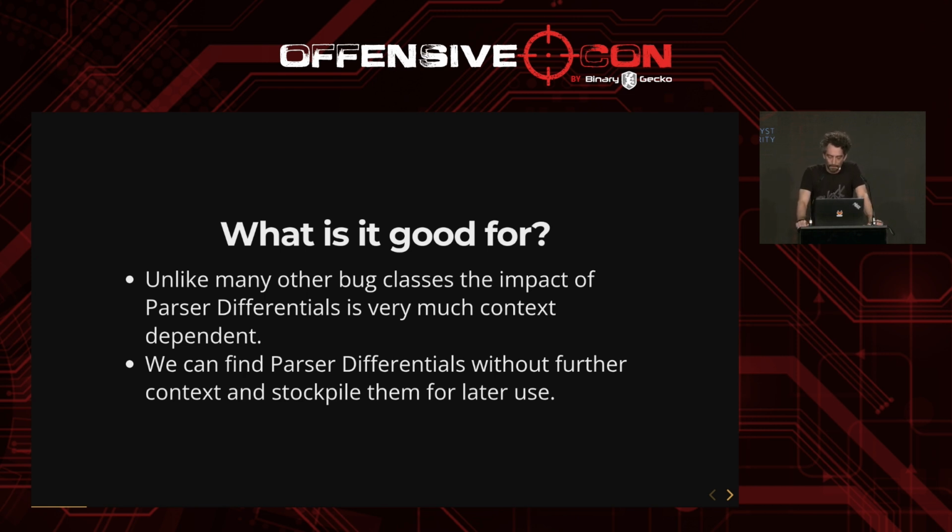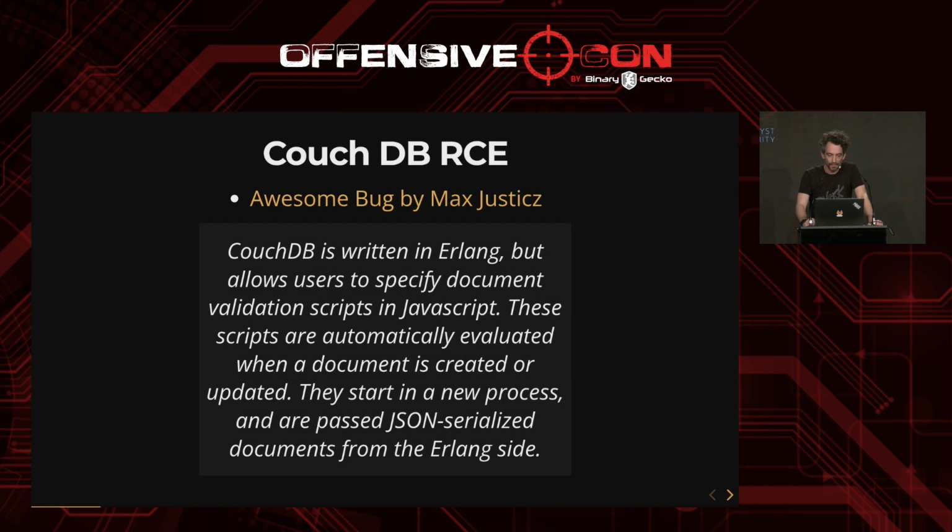But first, I want to showcase a bug of Max Justice, which personally was the one, I think it was from 2017, 2018, around that time, which got me interested in that topic because it very nicely showcased this concept. So it's a CouchDB RCE, and it was caused by a Parser differential. CouchDB is written in Erlang, but you can have JavaScript code which verifies documents you want to store in that database.